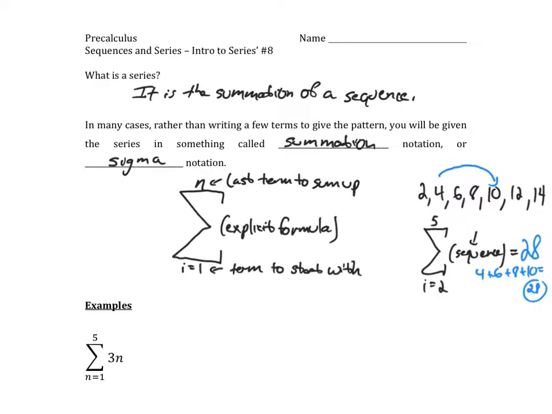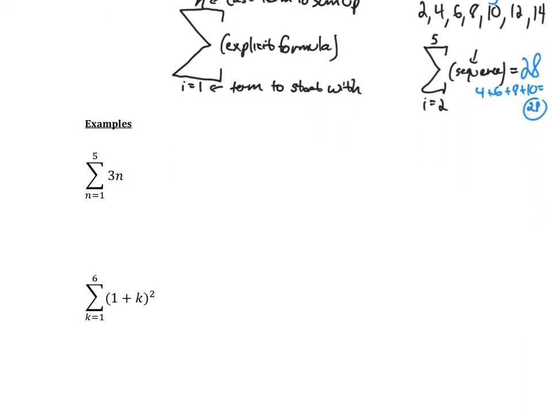All right, so let's take a look at an example here. It says sigma notation from n, this time, 1 to 5 of 3n. Don't forget 3n is your explicit formula, and I'm summing up the first 5 terms from 1 through 5. So what this is really asking me to do is to sum up the first 5 terms. Well, how would you get the first term? You just plug in 1 for n, right? So that's the first term. And then I'm going to add to it the second term.